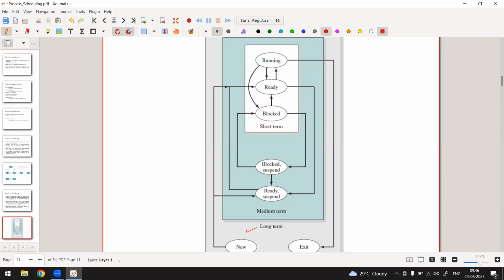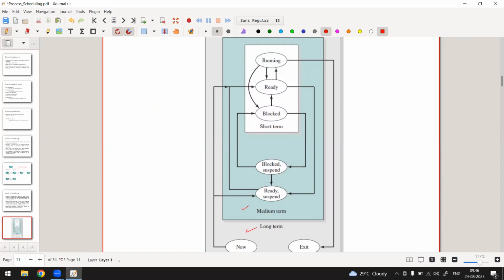The mid-term scheduler is taking the decision of suspending the process and basically bringing the process out of the memory and bringing the process into the memory. So that kind of decision is taken by the mid-term scheduler.